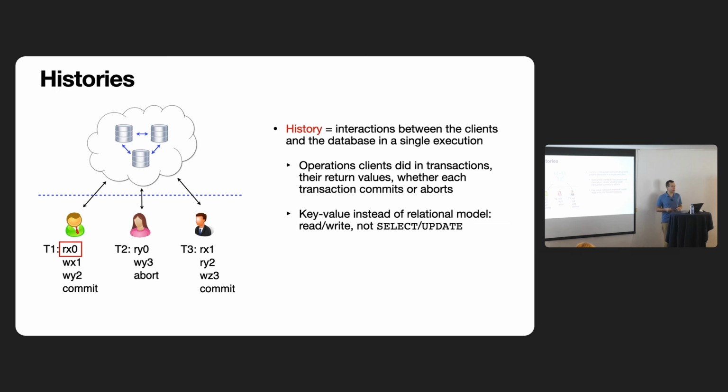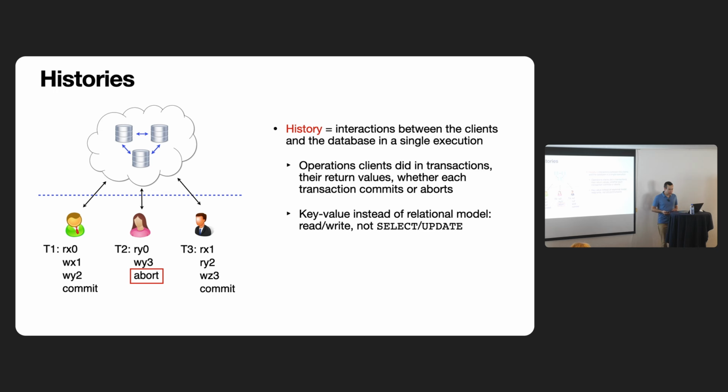So I'm going to assume that the database contains a set of keys or objects. And I can, for example, read a value from an object X and get zero. So that's what this RX0 means. Or I may write a value, 1, to object X. So I'm going to record operations like this. And then, of course, I have also commits and aborts.